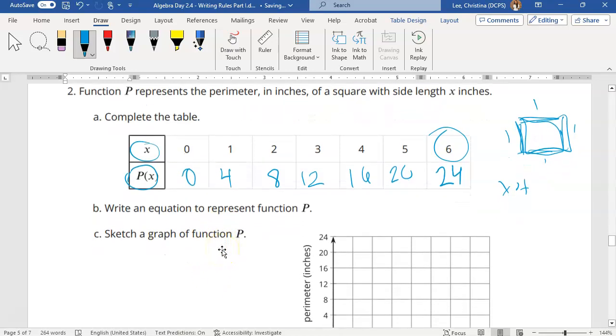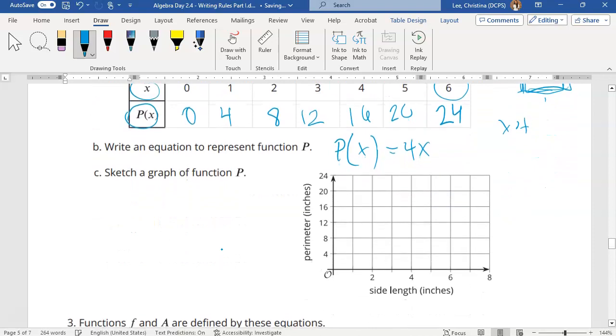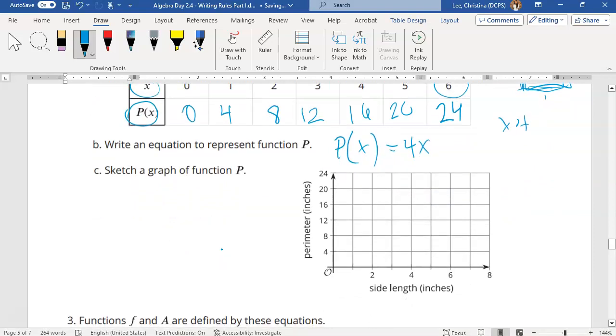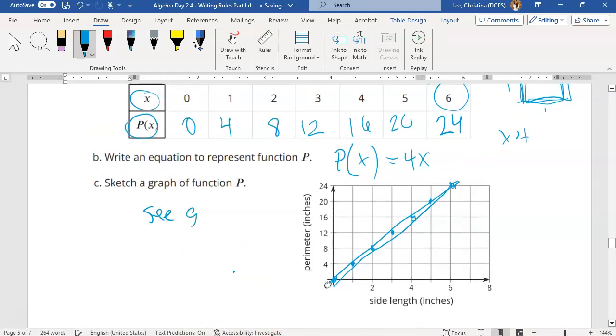So write an equation to represent function p. So this would be p of x equals 4x. Sketch a graph of the function. So here, when it is 0, it's 0. When it is 1, it is 4. 2, it is 8. 3, it is 12. 4, 16, 5, 20, 6, 24. And so here we would have a line. So we can say C graph.